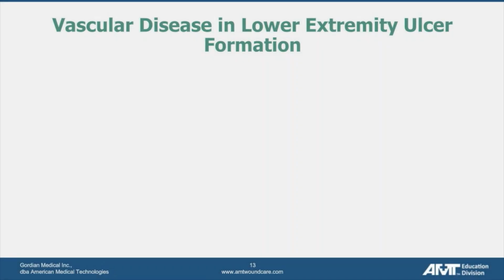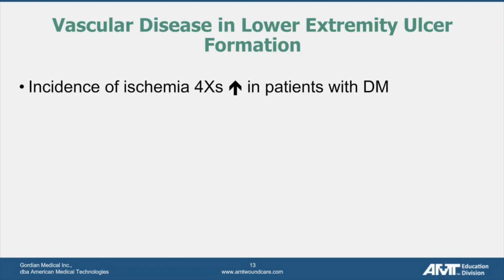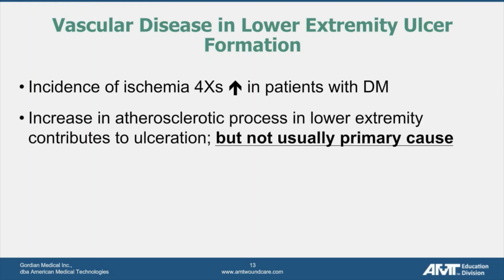Let's talk a little bit more about vascular disease in lower extremity ulcer formation. The incidence of ischemia, decreased blood flow to the lower extremity, peripheral arterial disease, peripheral arterial ischemic disease, or occlusive disease, increases 4 times in patients with diabetes. So with the disease state of diabetes, older adults who may have smoked, and the increased incidence of ischemia, suspect that most, if not all, of your patients with diabetes have some peripheral arterial disease.